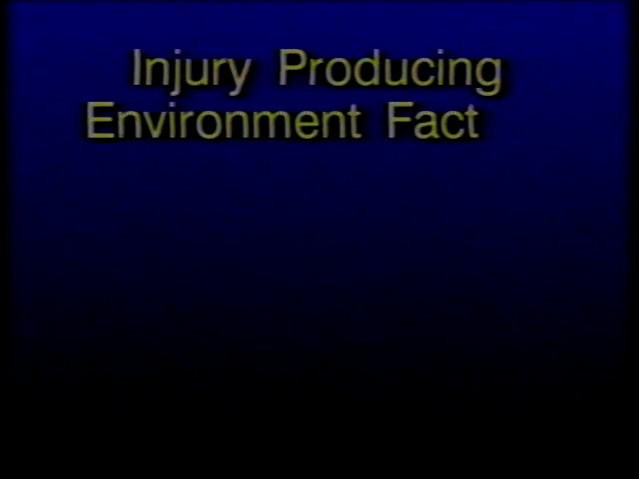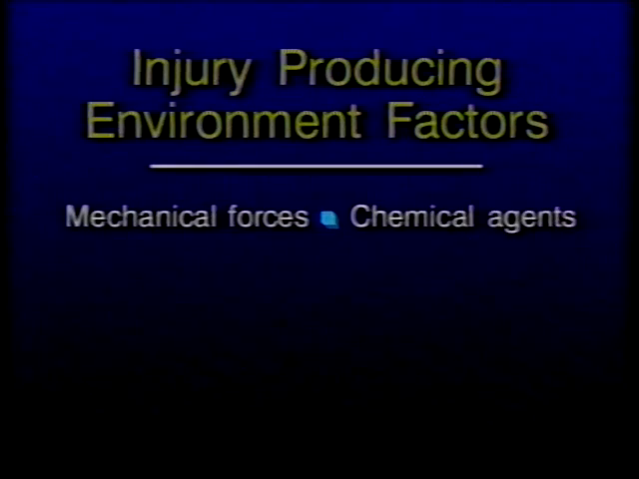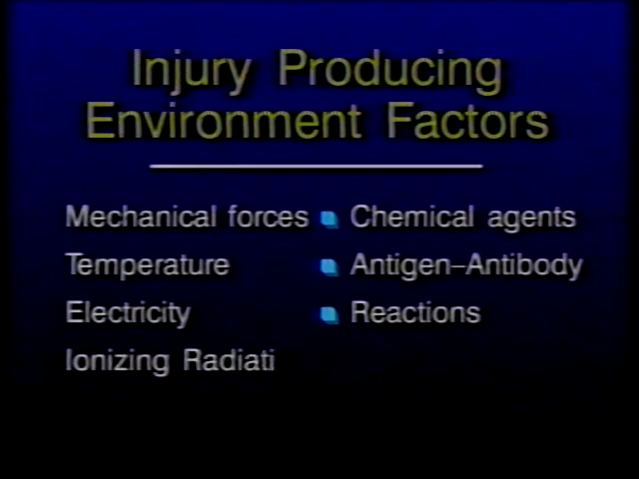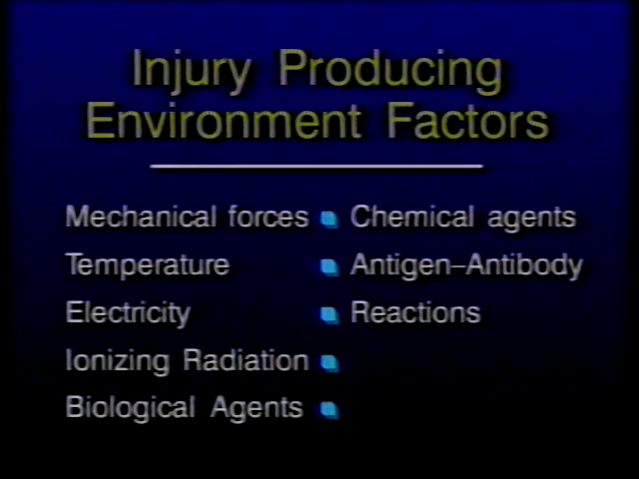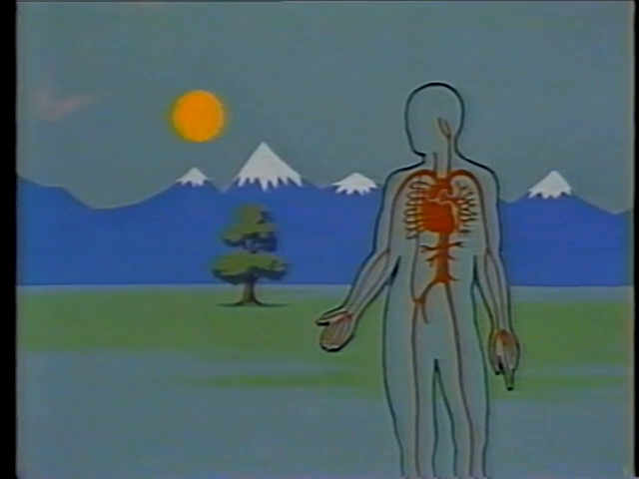Environmental variations which may produce injury include such diverse phenomena as excessive mechanical forces, temperature extremes, electricity, ionizing radiation, biological and chemical agents, and the interaction of antibodies with various antigens. You should keep in mind that reference to the environment means external as well as internal environment.